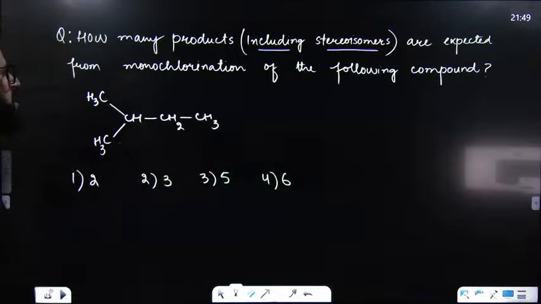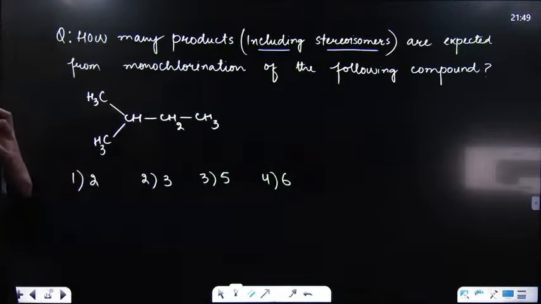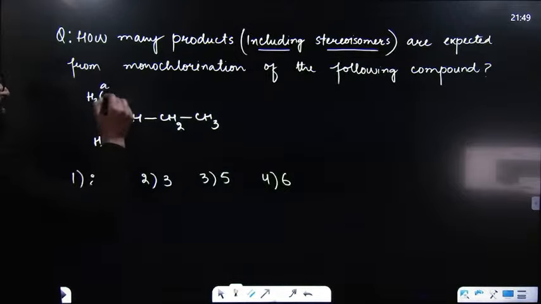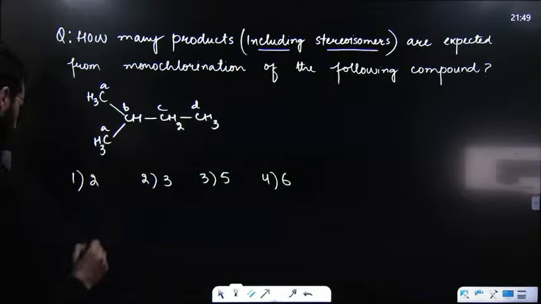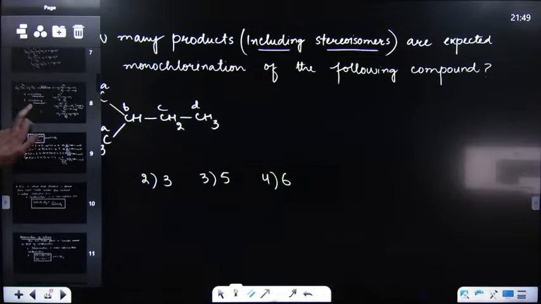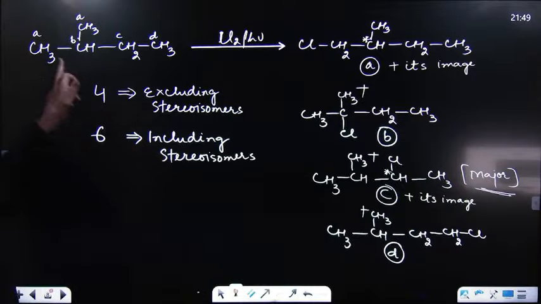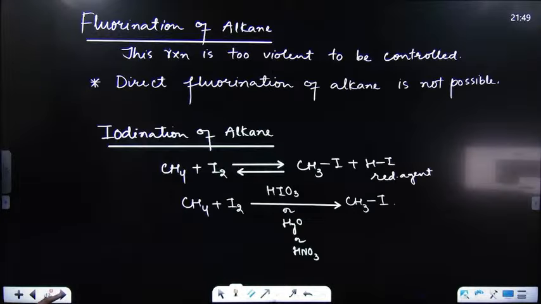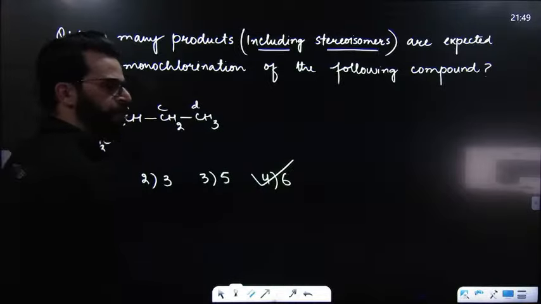These are asked questions basically. So how many products including stereoisomers are expected from monochlorination of the following compounds? We have done this. Have a look. How many monochlorinated products have been formed including stereoisomers from this? Its number is 6. So this is also the same question asked in NEET 2025. So the answer is 6, option number 4.